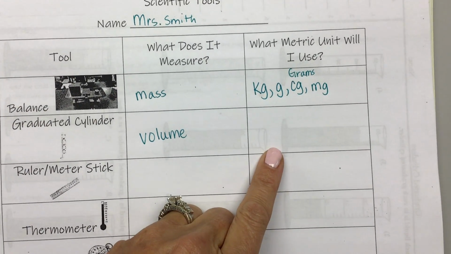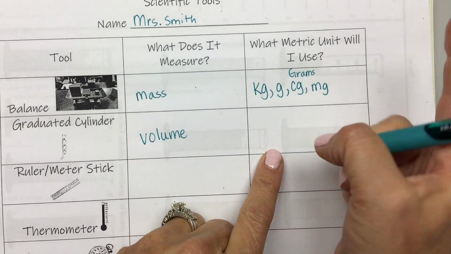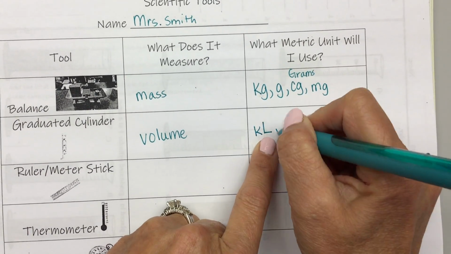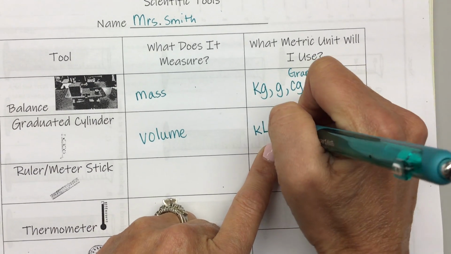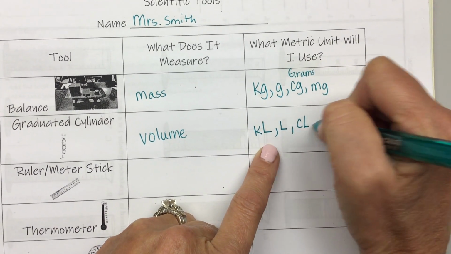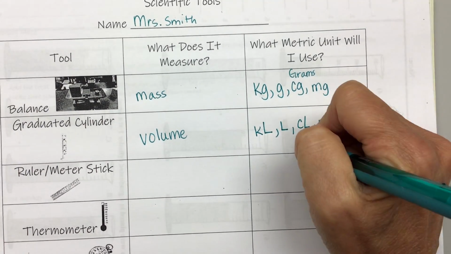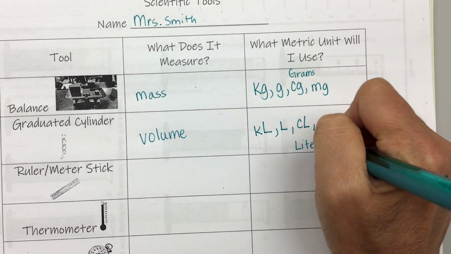What metric unit do we use for volume? Stella, liters. So we have kiloliters. Remember, it's always a capital L. We have liters, centiliters, and we have milliliters. The base unit is liters.